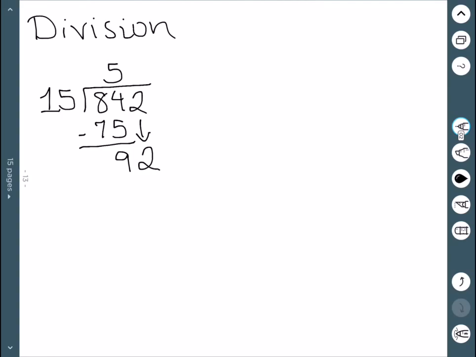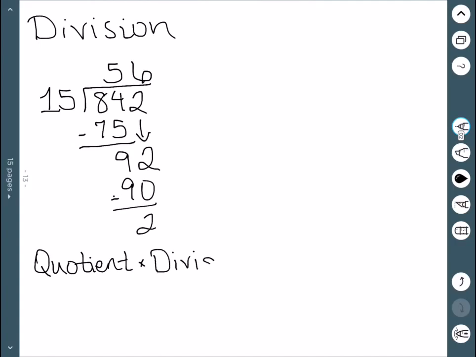The next question, how many times does 15 go into 92? The answer is 6. And then 6 times 15 is 90. Subtract that, we get 2. So we have the answer is 56 with a remainder of 2. And in general, whenever we do these, we have our quotient multiplied by the divisor plus the remainder will always be equal to the dividend.